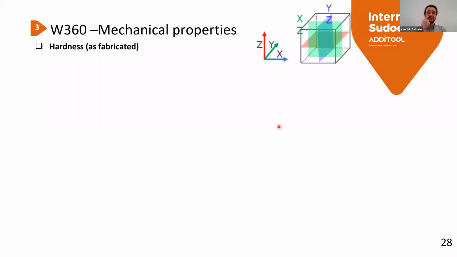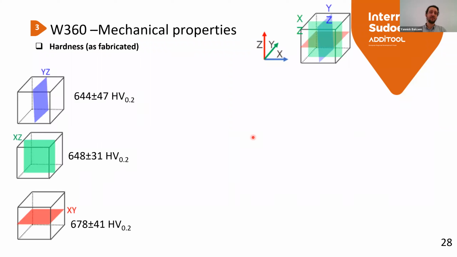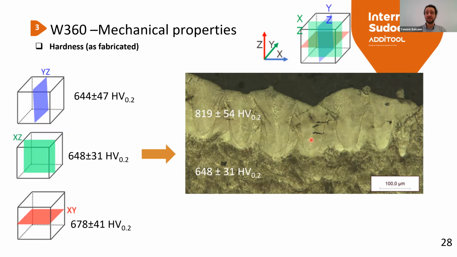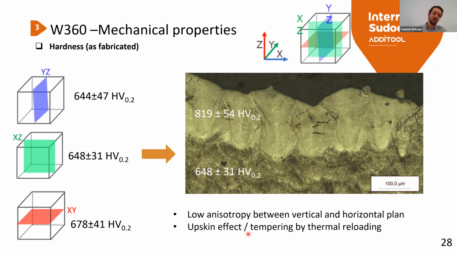The hardness of this material is quite homogeneous. We have very slight anisotropy between building planes and building direction. But on the upper skin we've tested, we have very, very high hardness. We have micro cracks, you can see here, but we have very high hardness, above 800 HV0.2. So we have low anisotropy, and we have an upskin defect that will be removed by subsequent machining. And the mean hardness we obtain is within the range that the supplier achieved.